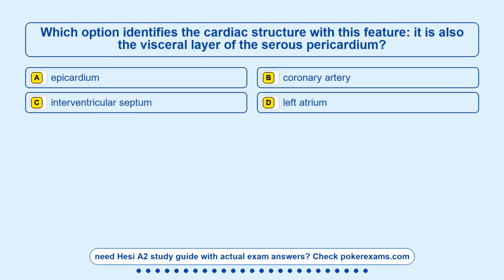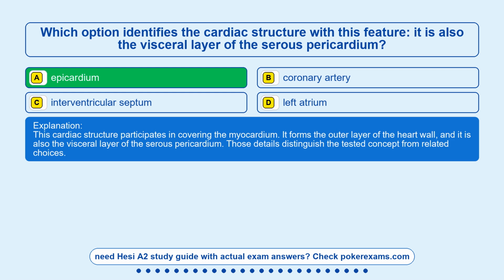Question 8. Which option identifies the cardiac structure with this feature? It is also the visceral layer of the serous pericardium. Option A, epicardium. Option B, coronary artery. Option C, interventricular septum. Option D, left atrium. The correct answer is option A, epicardium.